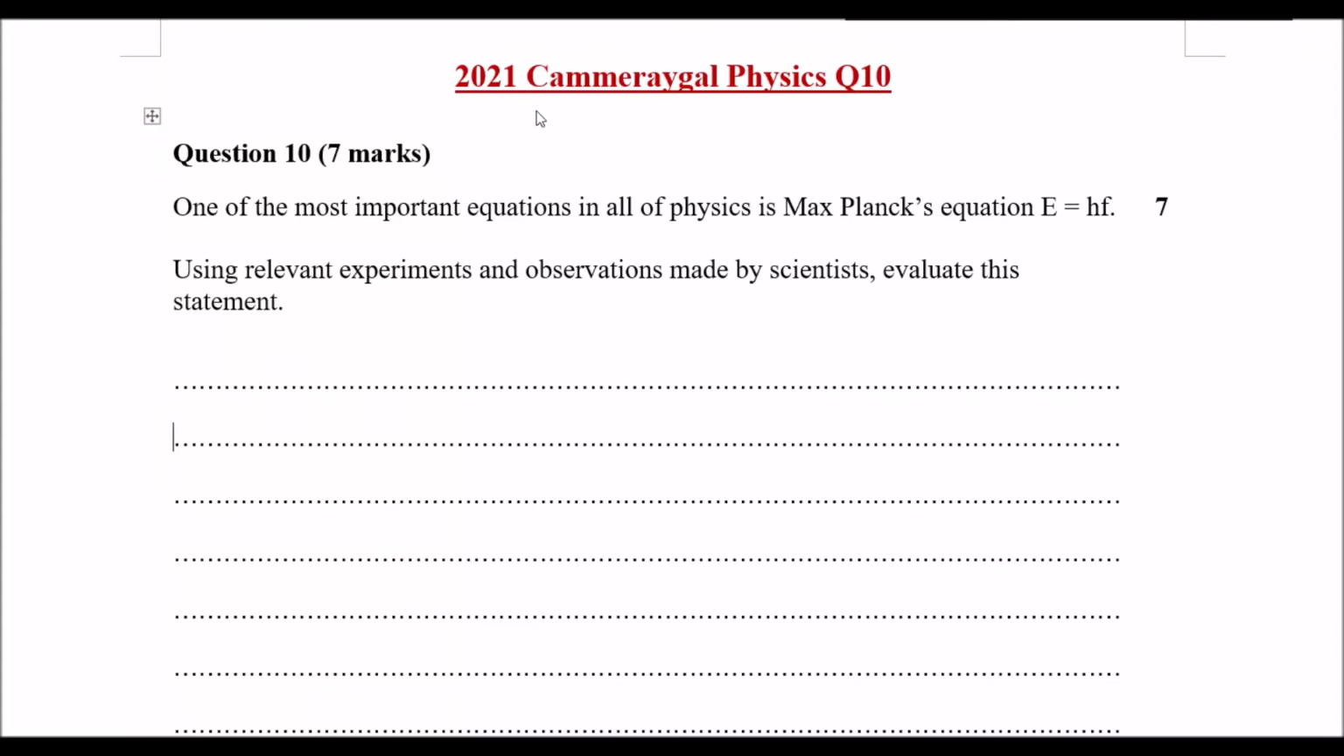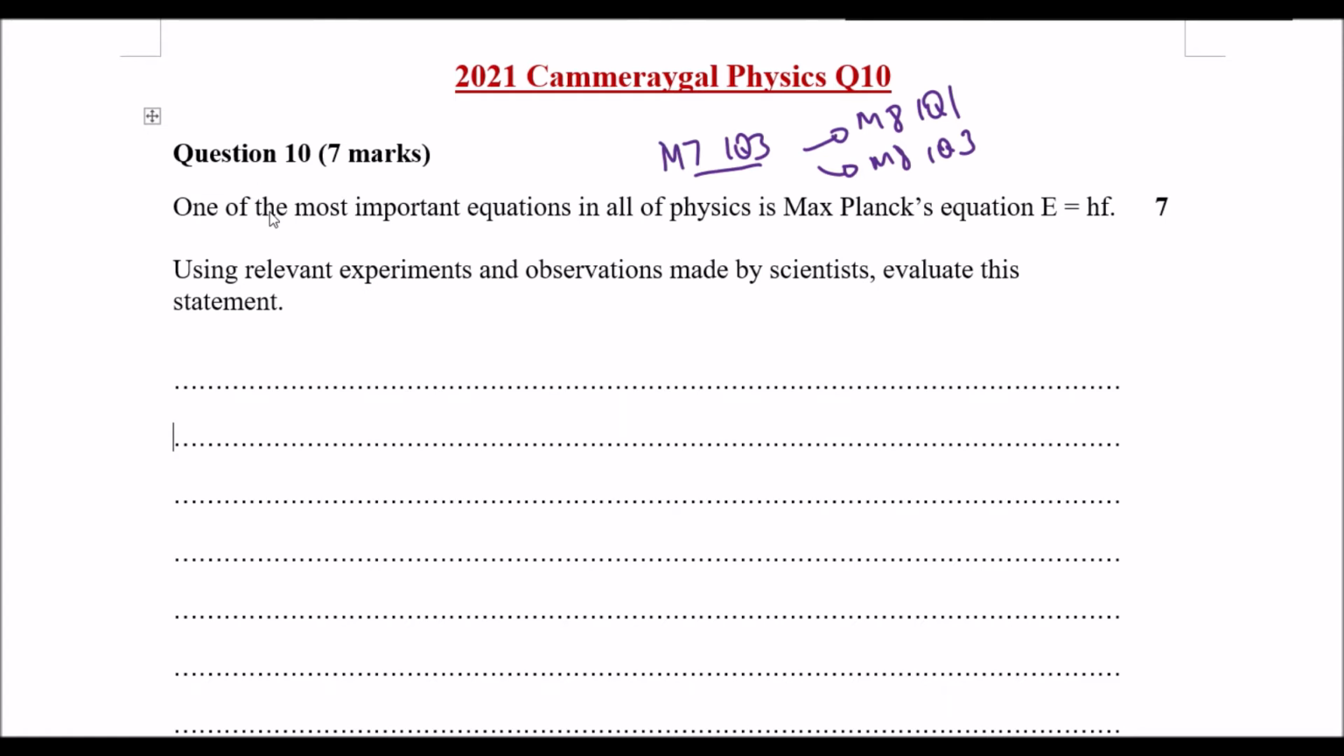Today we're going to be looking at the 2021 Cammeraygal Physics paper, question 10. It is 7 marks in total. This marks down module 7, inquiry question 3, but it does link to other inquiry questions such as module 8, inquiry question 1. It also can link to module 8, inquiry question, I think it was 3.